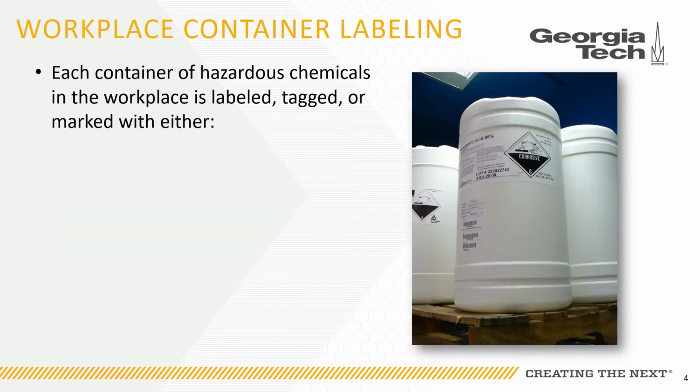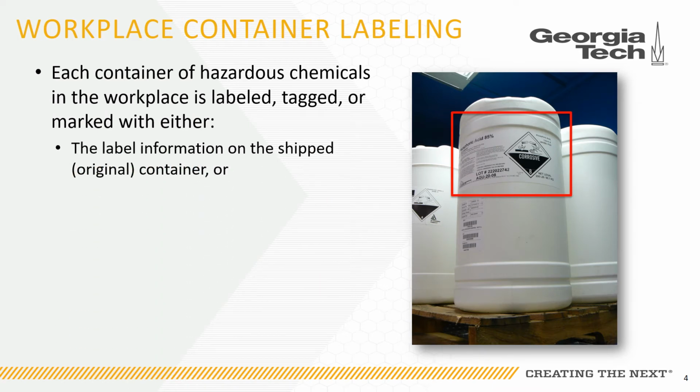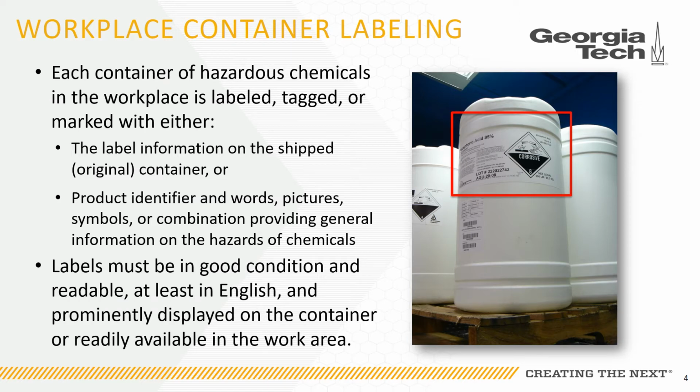OSHA's law requires that all containers of hazardous chemicals in the workplace have proper labels. The information can contain either the label information on the shipped container or a combination of a product identifier and words, pictures, or symbols that provide general information on the hazards of the chemicals contained within. All labels must be in good condition and readable, and the label content at least provided in English, and the label must be easily seen by employees.